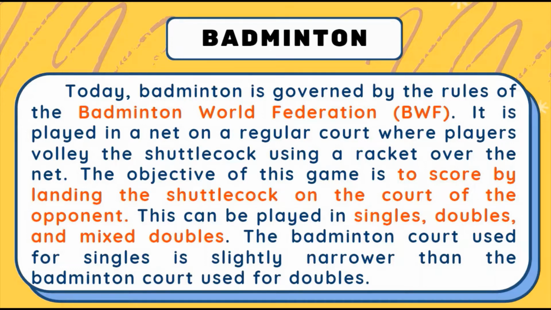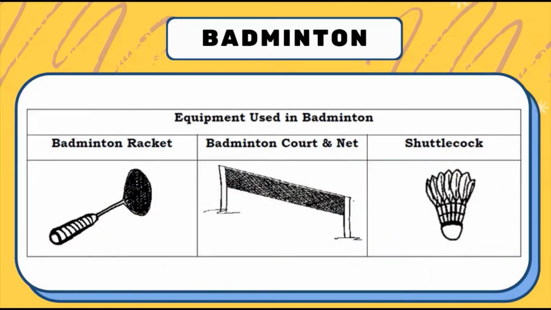It is played over a net on a regular court where players volley the shuttlecock using a racket over the net. The objective of this game is to score by landing the shuttlecock on the court of the opponent. This can be played in singles, doubles, and mixed doubles. The badminton court used for singles is slightly narrower than the badminton court used for doubles. Here are the equipment used in badminton: the badminton racket, the badminton court and net, the shuttlecock.